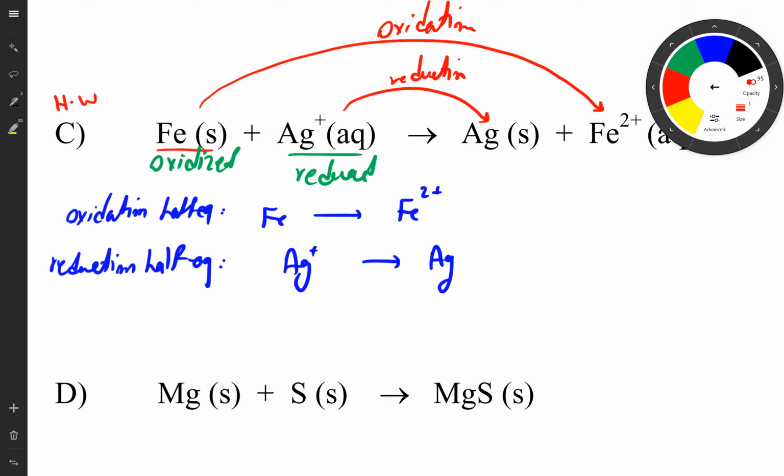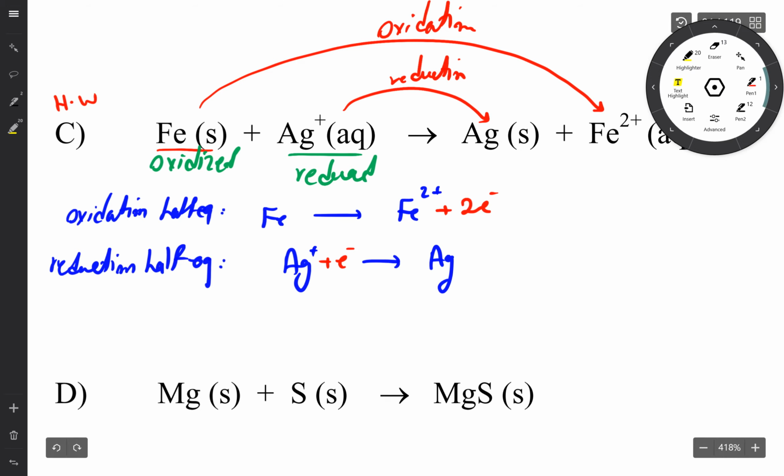For the first one, you have one iron at the left, one iron at the right, but you need to add two electrons here to make the charge the same as the other side. For the reduction half equation, we have to add one electron here to make the charge neutral. Now we must add these two half equations to get a redox equation, but the problem is the number of the electrons are not equal.